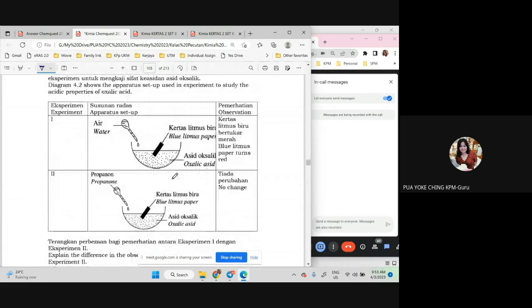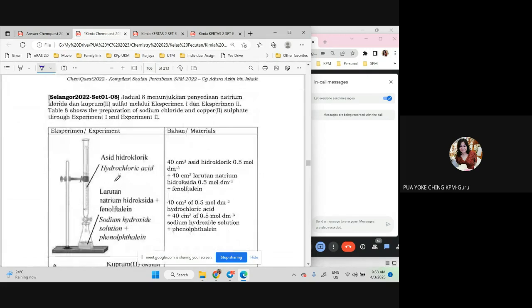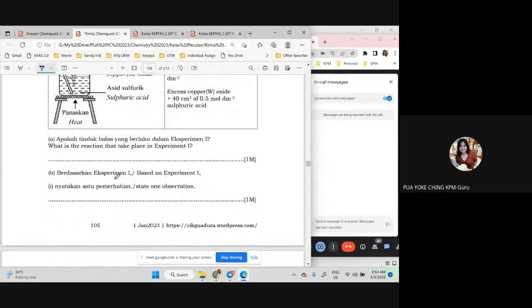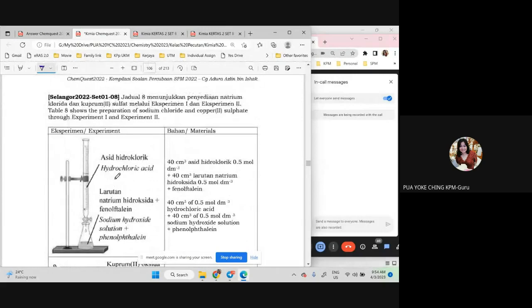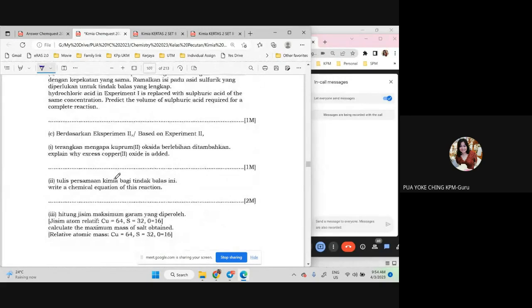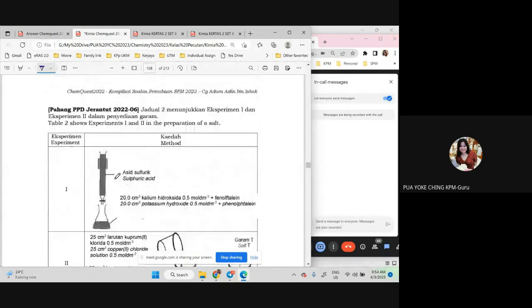Now I want to focus. This one is still the same. There is water, then this is propanone, and the rows of water. Actually for acid base, what usually comes out is always the same. Okay, next. The rest is preparation of salt.